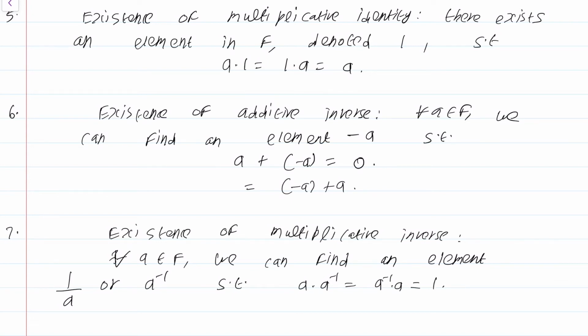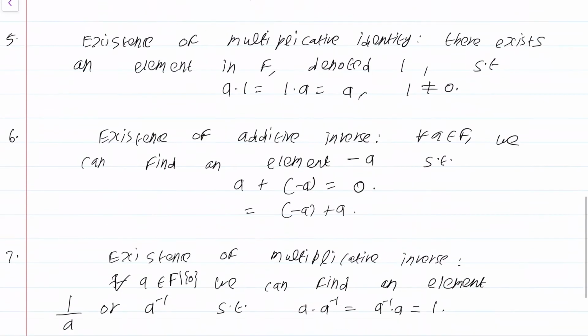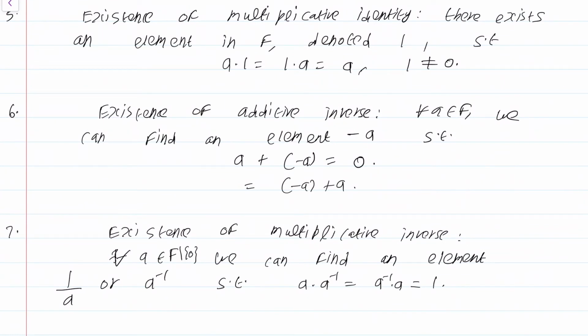Now first, let me correct a mistake. I hope you noticed this mistake. This is not true for all elements in the field. This is true only for those elements that are non-zero. For all non-zero elements, this is true. So, let me also make another correction. There exists an element in F denoted 1 such that a dot 1 equal to 1 dot a equal to a. Let me add that we require 1 to be not equal to 0. Now, the final, oh yeah, this actually concludes it. There's no final thing. There are only 7 axioms. I got ahead of myself thinking there are more properties to characterize.